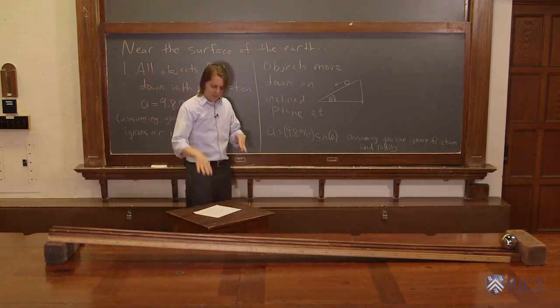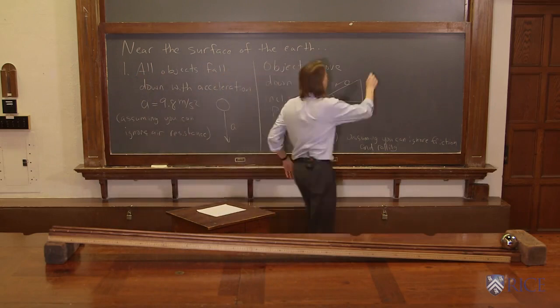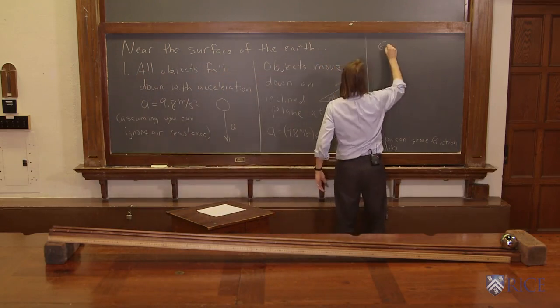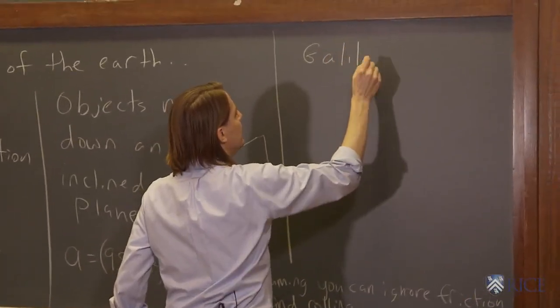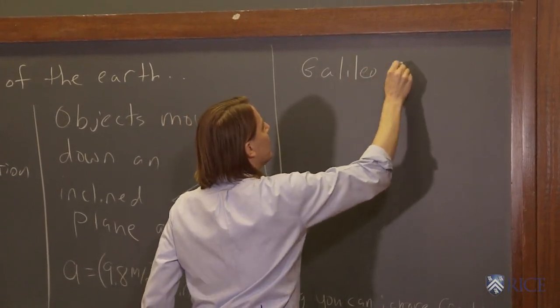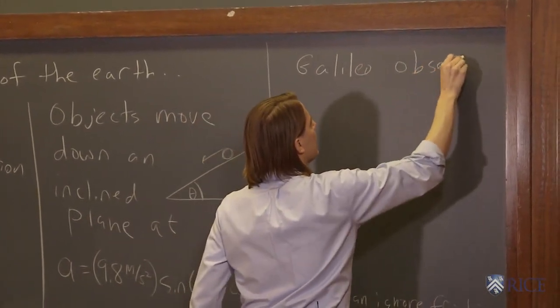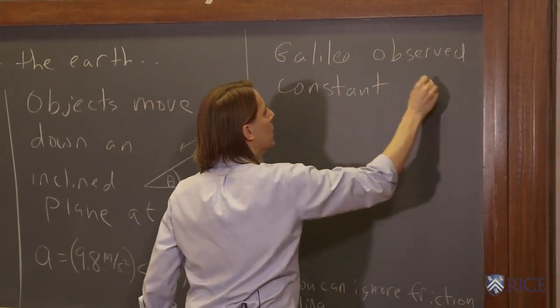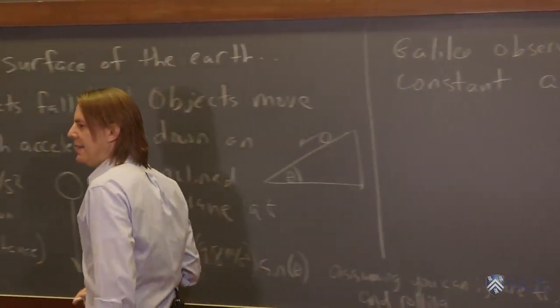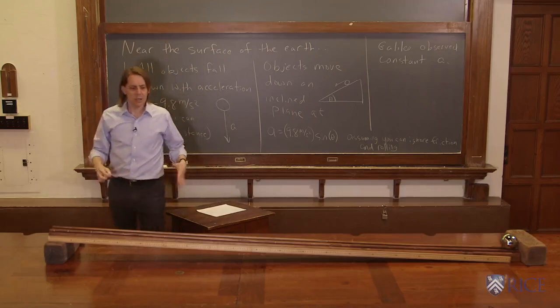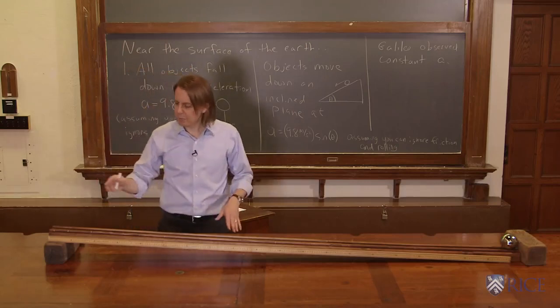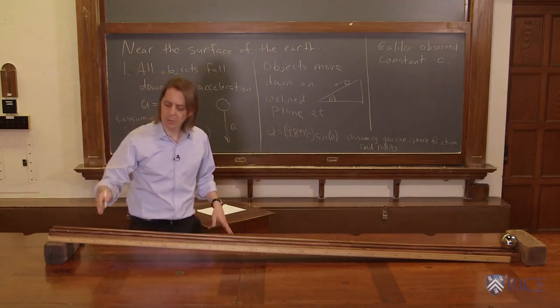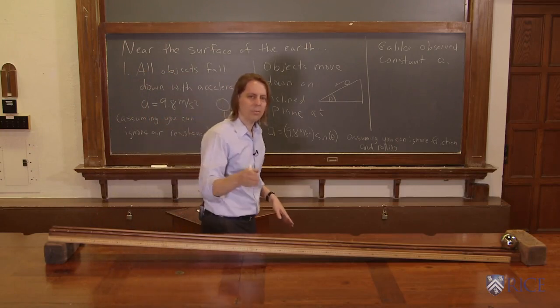And an experiment like this really is how Galileo first observed the constant accelerations that you find near the surface of the Earth. So Galileo observed constant a. And he did it with something like this. We've propped it up, and we've put these little clips on the track at a certain spacing.